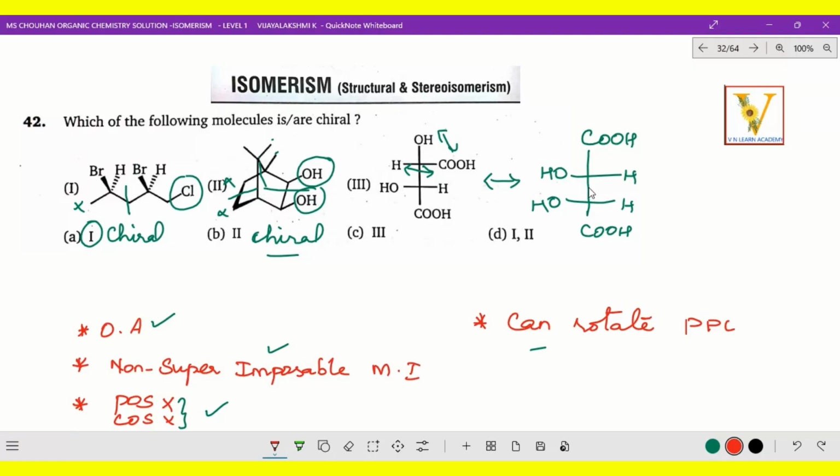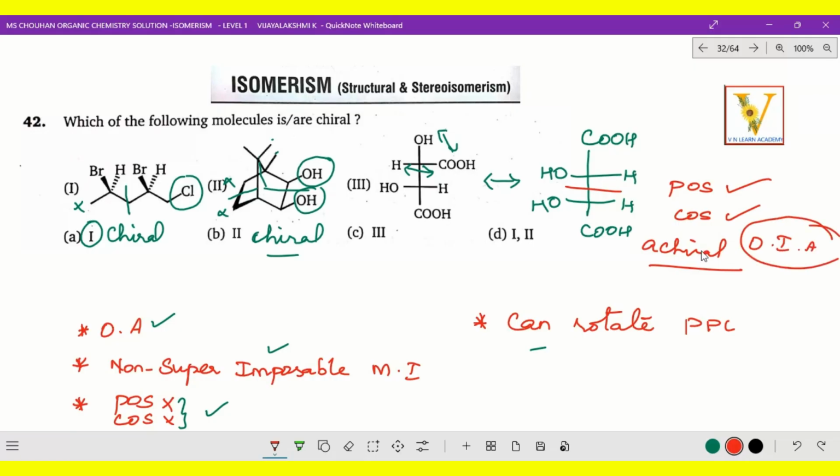So in this case, POS is present, COS is also present, it cannot rotate PPL, and it is a superimposable mirror image. So these are all the points applicable for an achiral molecule. This is a 100% achiral molecule. So this is a superimposable mirror image, so optically inactive. This is an optically inactive meso compound, we can say.